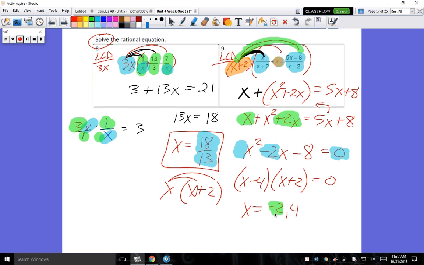Does negative 2 work if I were to plug it in everywhere where I saw an x in the original? No, because it makes it 0. It makes it 0 for those two denominators, and that's when it gets undefined. How about 4? 4 is fine. So on the unit quiz on Friday, you would show that with an X because you're saying it's extraneous.